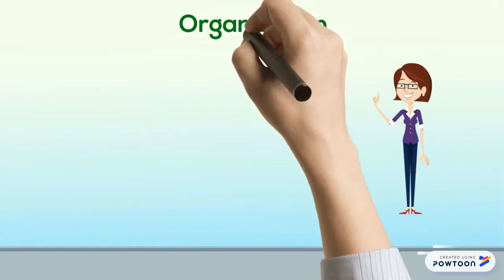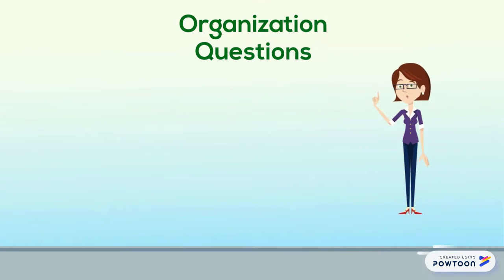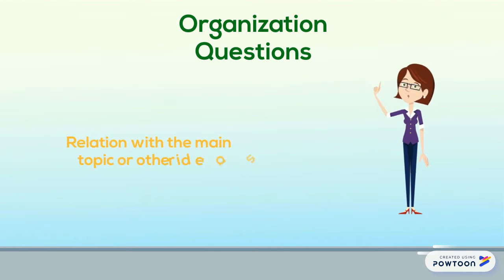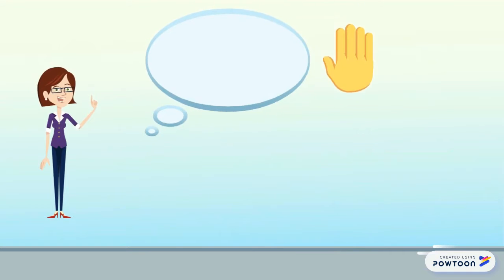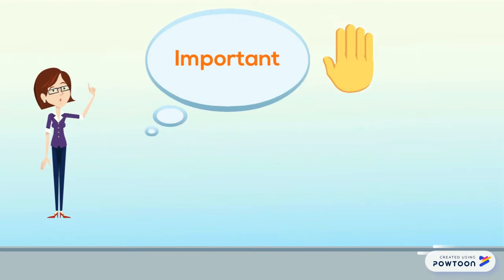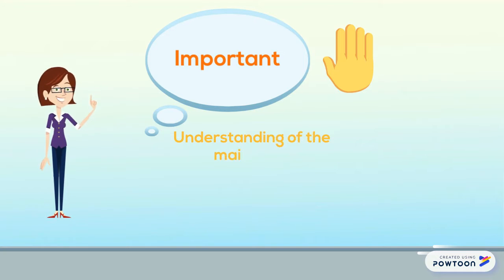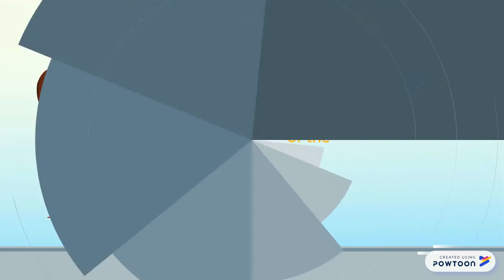The other type is organization questions. This type of question asks about how the ideas in the passage are organized or how they relate to the main topic or each other. They may ask specifically about how an example or idea relates to the main topic or other ideas. It's important to understand that this type of question is based on an understanding of the main points and how they are organized rather than a single point.